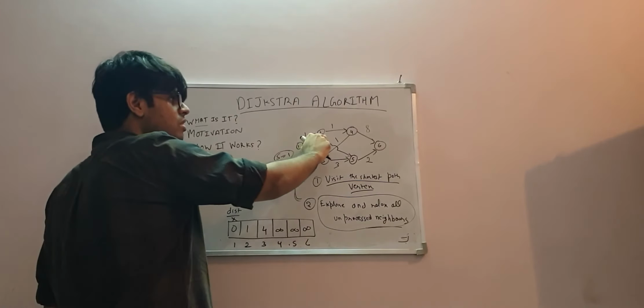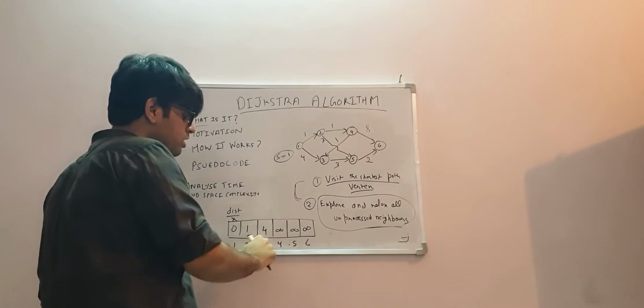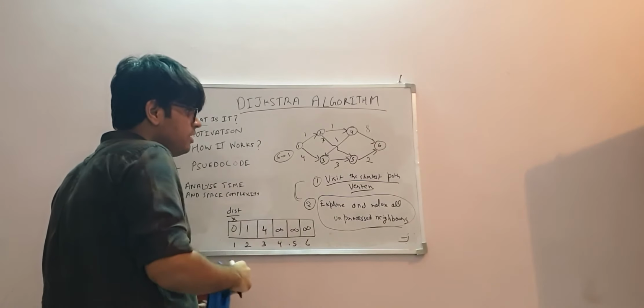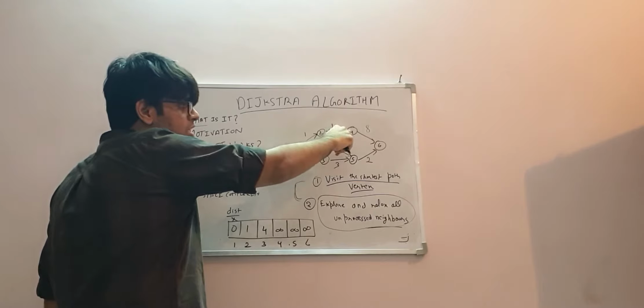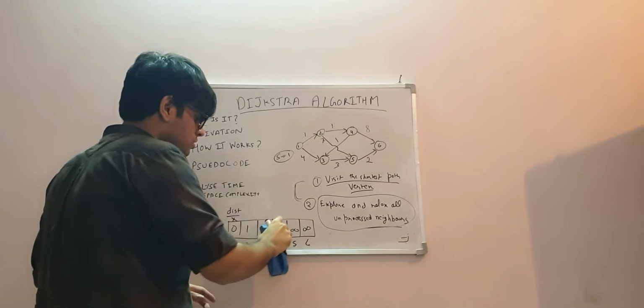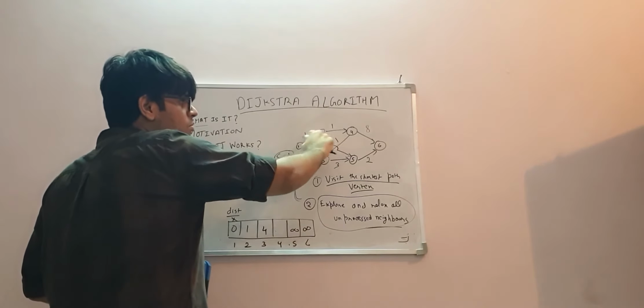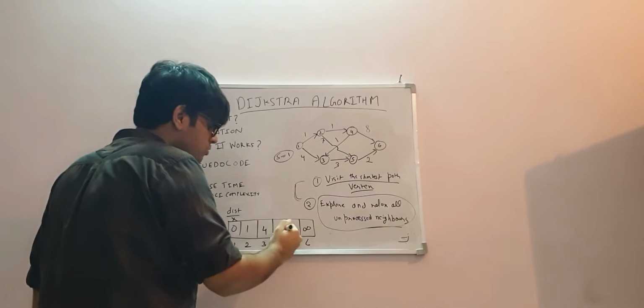Right. Now look at 4. So the distance to 4 is actually infinity. But what can be the distance if we go via 2? So that will be what? 1 plus 1. So distance of 2 plus 1, which is what? 2.